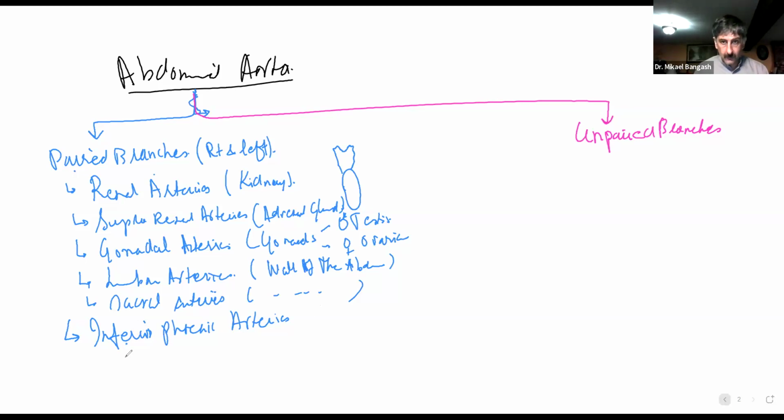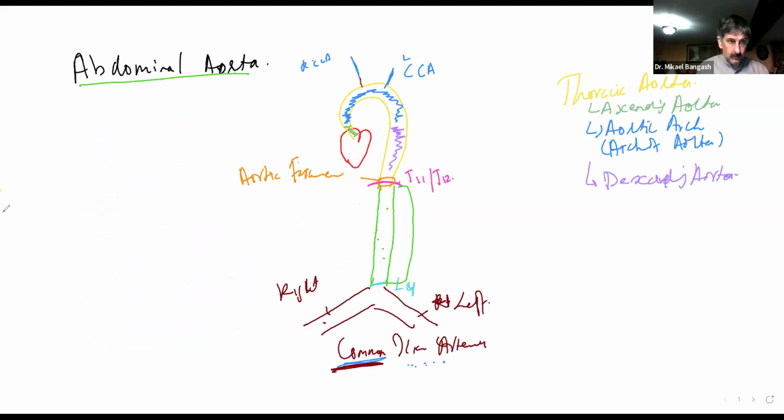Now, if you guys recall what I said, one of the last branches of your thoracic aorta was what we call the superior phrenic arteries. That mainly supply the diaphragm.